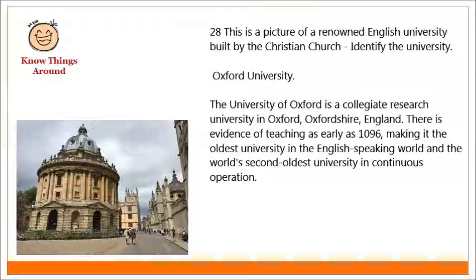Oxford University. The University of Oxford is a collegiate research university in Oxford, Oxfordshire, England. There is evidence of teaching as early as 1096 AD, making it the oldest university in the English-speaking world and the world's second oldest university in continuous operation.